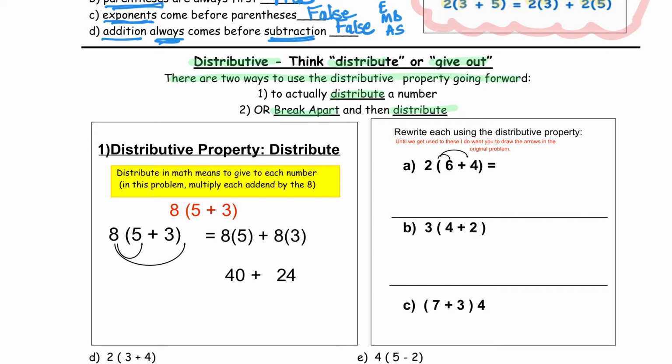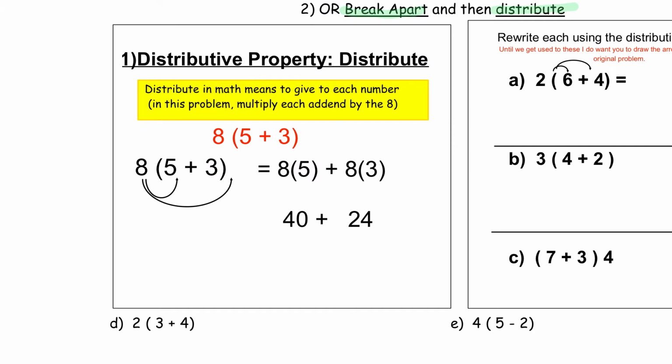So let's take a look at the distribute part first. When we think of the distributive property, we think of the word distribute. Distribute means to give out. And distribute in math means to give to each number. And in this problem, we're going to multiply each addend, the numbers we add together are called addends, by the 8.